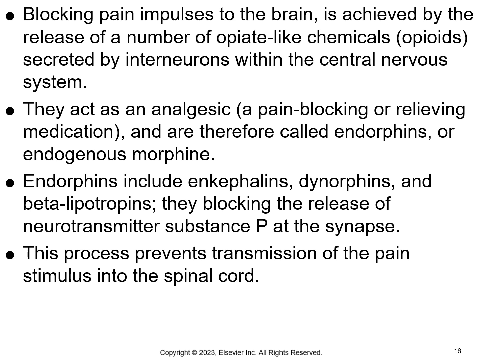So blocking pain impulses to the brain is achieved by release of a number of these opiate-like chemicals secreted by the inner neurons within the central nervous system. They act as analgesic or pain-relieving medications and therefore are called endorphins, or endogenous morphine. Endorphins include enkephalins, dynorphins, and beta-lipotropins. They block the release of a neurotransmitter, substance P, at the synapse, and this process prevents transmission of the pain stimulus into the spinal cord.